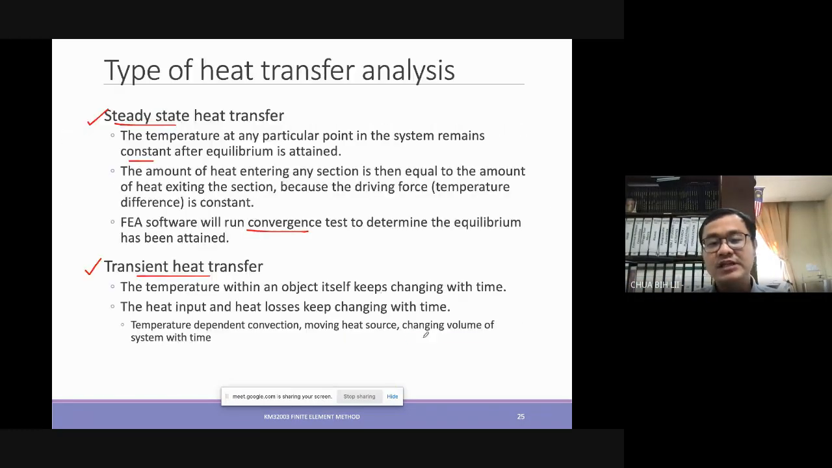Another type would be the changing volume. That would apply not only when the heat source is moving, but also when the volume changes, or maybe the temperature. Remember, we have the temperature dependent conductivity coefficient. Once the temperature dependent conductivity changes, we may also have a temperature dependent convection change. Then all this takes into consideration that the whole system is not steady. It keeps changing: the boundary condition may change, the heat input may change, the volume may change. In that case, transient heat transfer analysis should be performed.